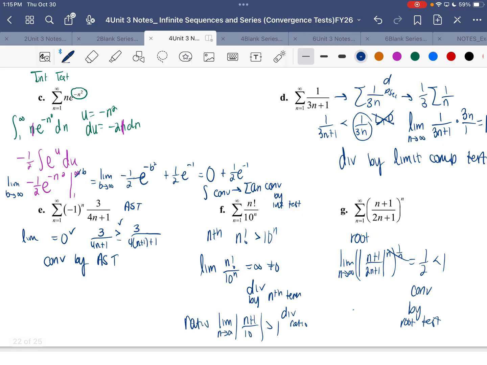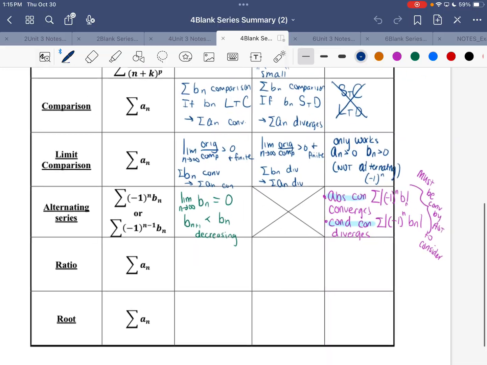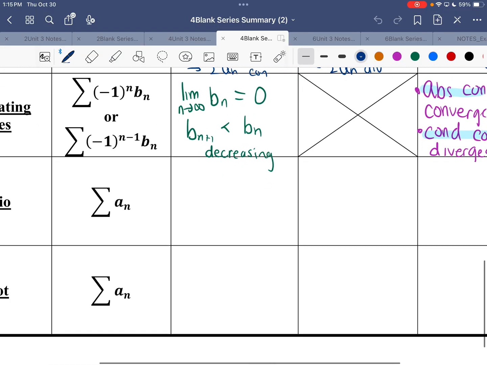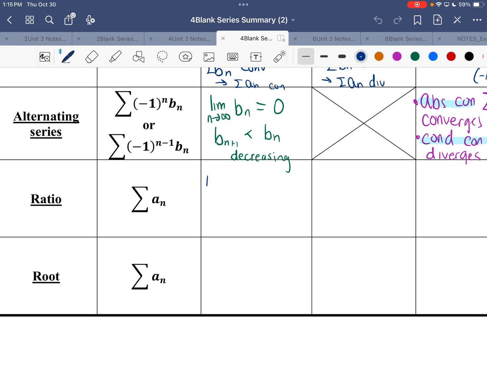Oh, I want to do the chart. Are you going to post the chart when you're done? I don't think so.